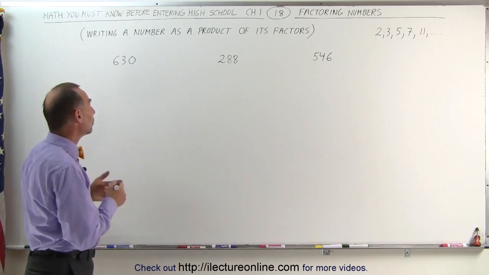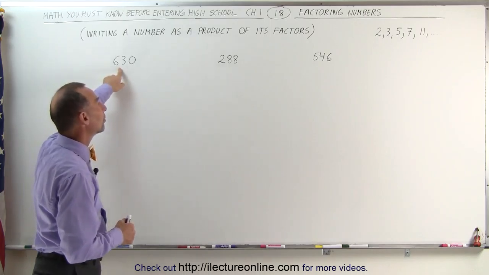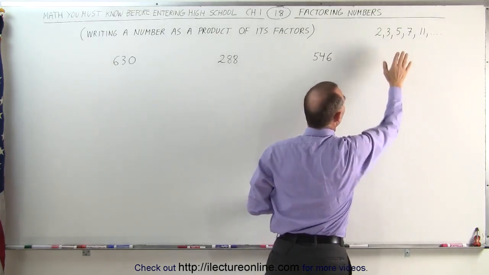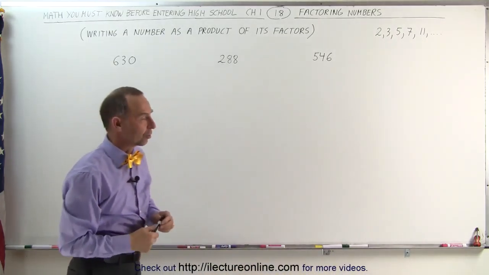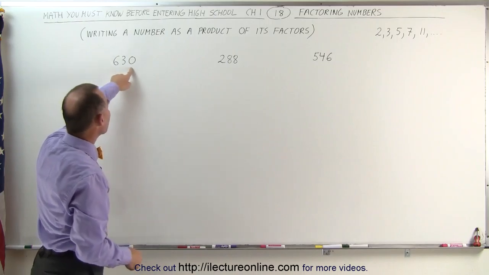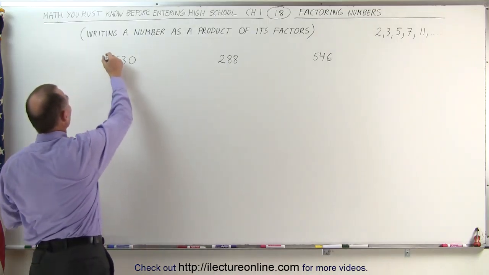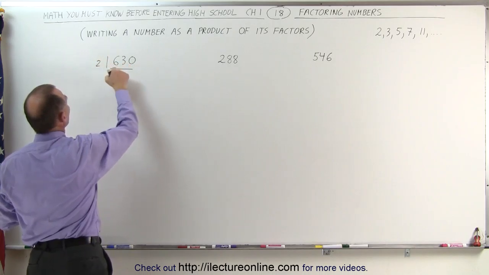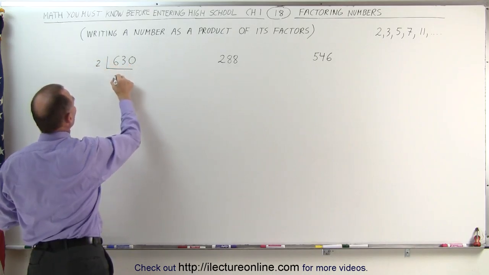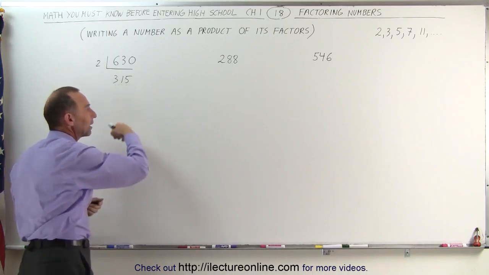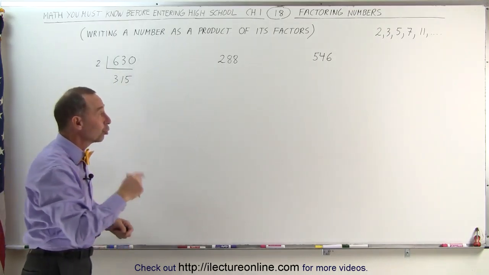What we try to do is divide that number by the prime numbers, starting with the smallest one and then moving up the list as it no longer works. For example, if the number is even, that means the number is divisible by 2. We can divide that number by 2. And 630 divided by 2 is equal to 315. Now notice it's no longer even, so we can no longer divide it by 2.